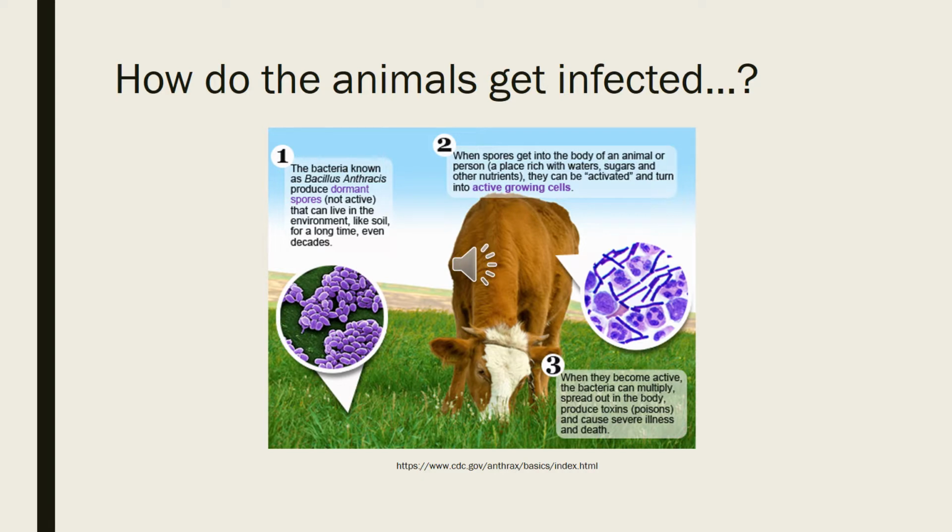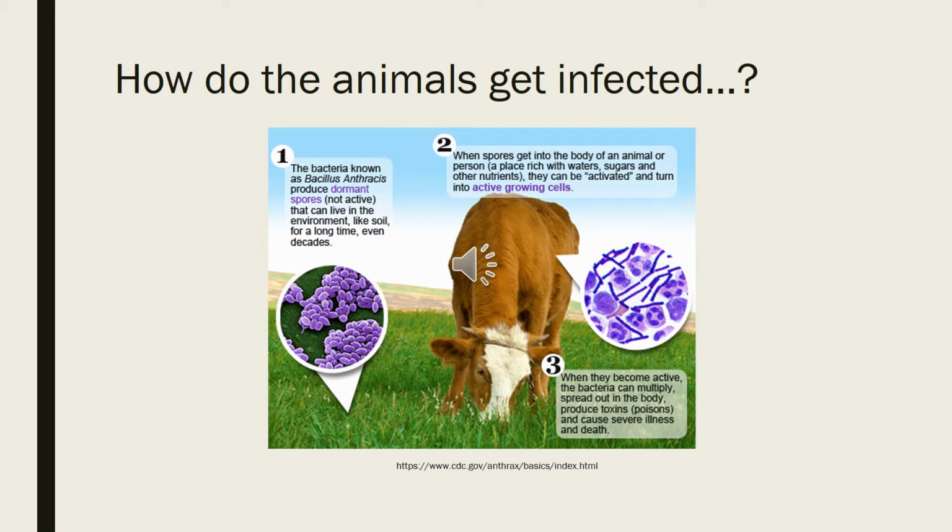Okay, for humans to understand how we get anthrax, we have to focus on the primary source, which is animals, and how they get infected. I put a small picture in the video just to briefly explain how animals get infected.